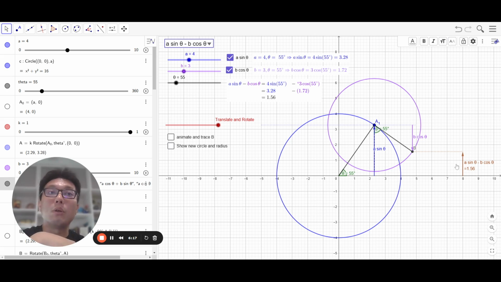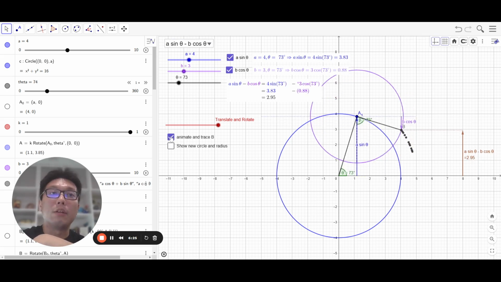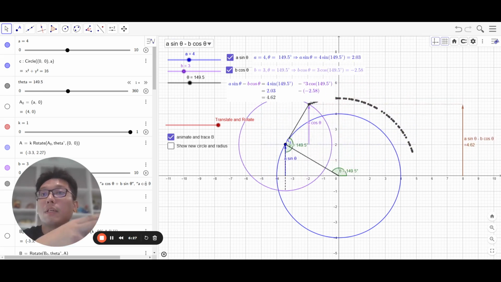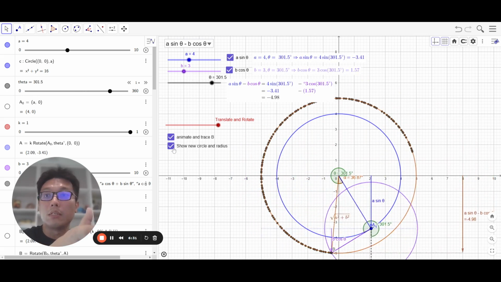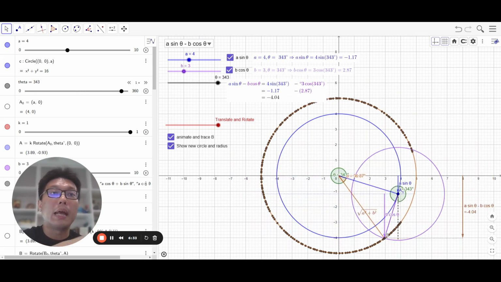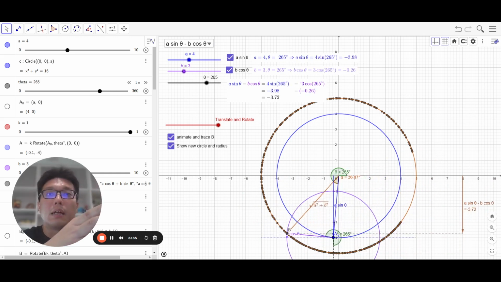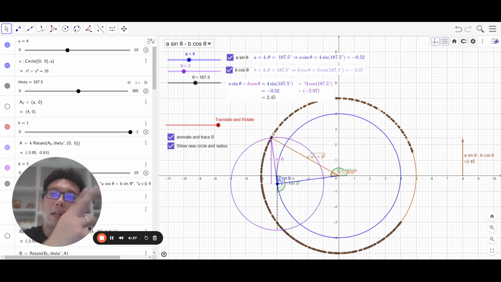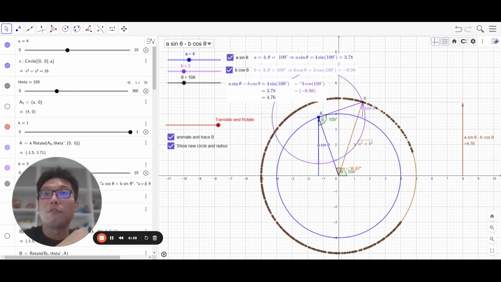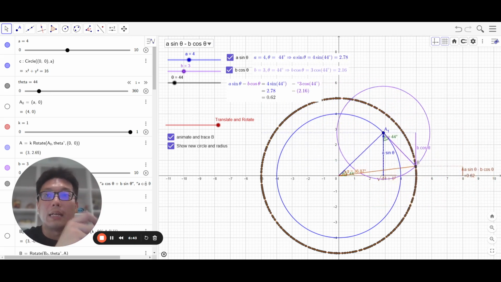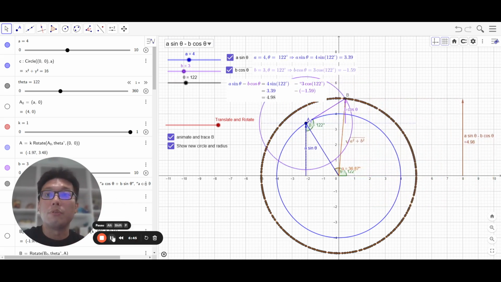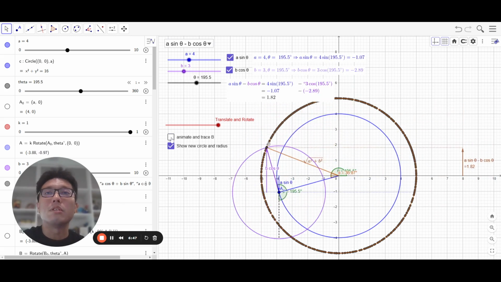And lo and behold, what do we then have? We animate and trace, and we once again have the same idea of the new circle and the radius, and the accompanying angle that shifts that point B is once again alpha. We can't really run away from the whole idea of Pythagoras theorem and that bit of right angle trigonometry. And wait, let me just stop the animation here.